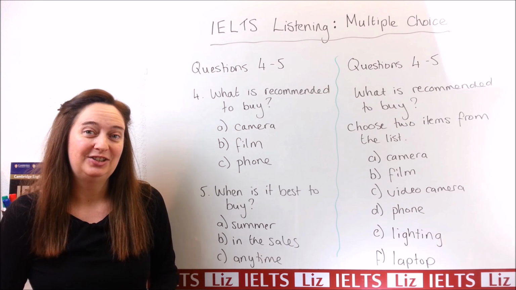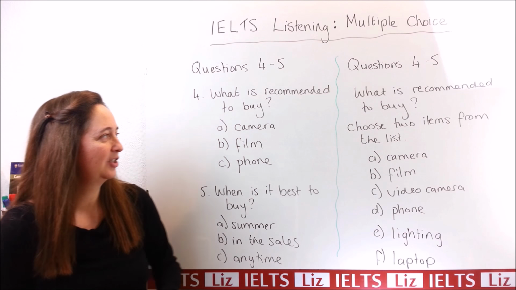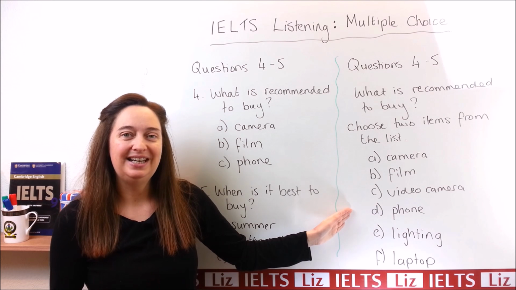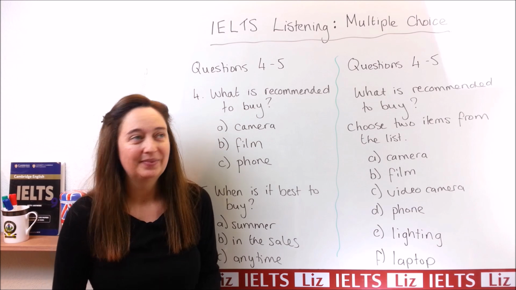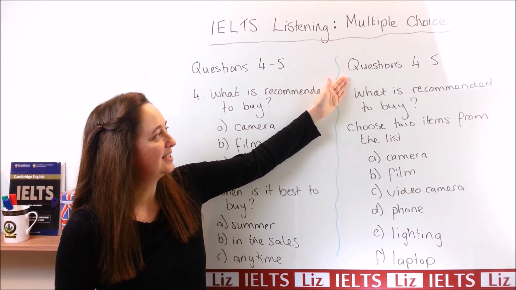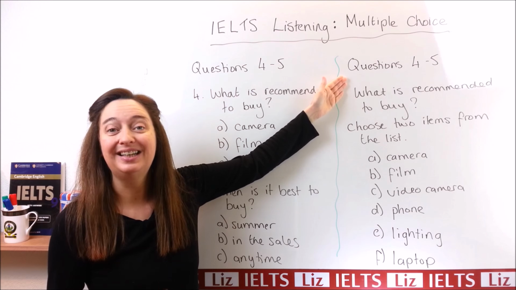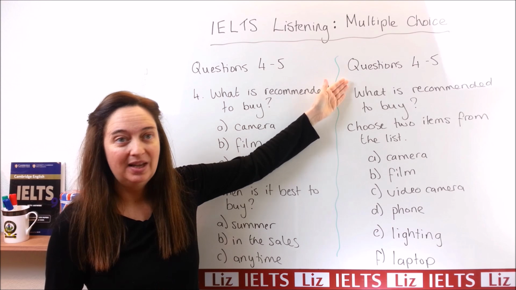But IELTS like to challenge you, and the other type of question is a list selection. Now with this one you can see that questions 4 and 5 are together. There's only one question for both of them. And then you have a very long list, and from this list you need to choose the correct answers. Now you might be asked to choose 2 answers, maybe 3, so you have to read these instructions very carefully.